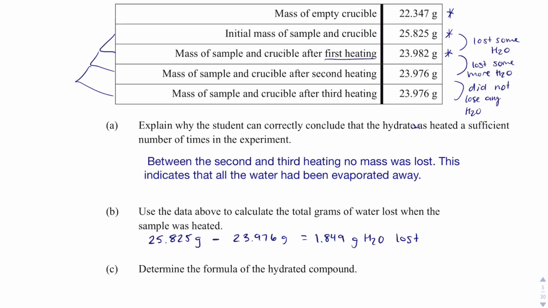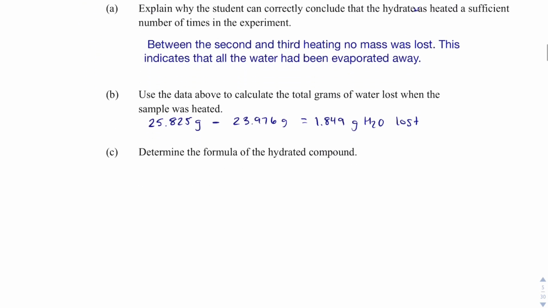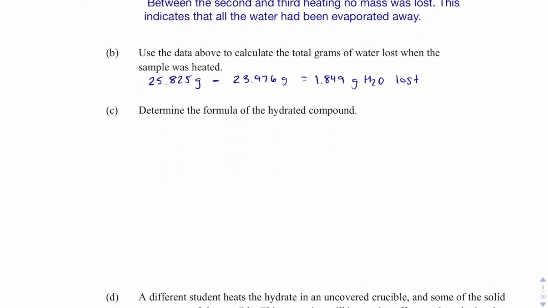So I need to determine the formula of the hydrated compound. Here's how I'm thinking about this. MgCl2 is some amount of waters. We're going to heat it. We're going to get MgCl2 solid plus H2O. And I know the grams of H2O, 1.849 grams. I need to get this number.